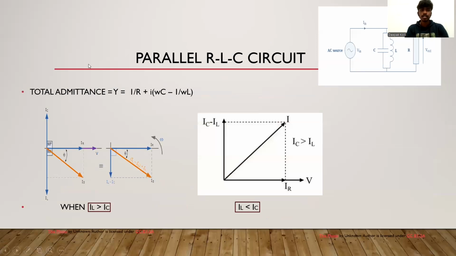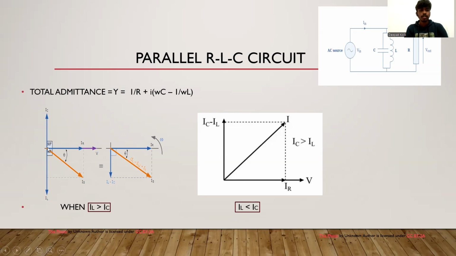If we move to the parallel RLC circuit, in this case also we have three cases. If you see the circuit diagram, all the components are in parallel. So this is called an RLC circuit. But here the current will not be the same for all components because they are in parallel, while the voltage across all the components will be the same. So we'll see the phasor diagram with respect to voltage.